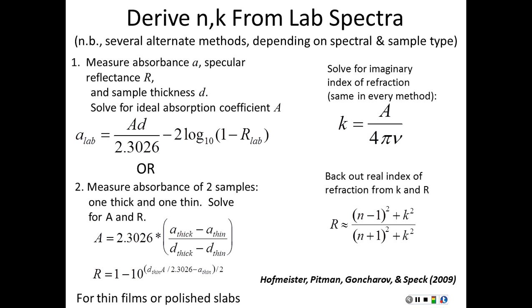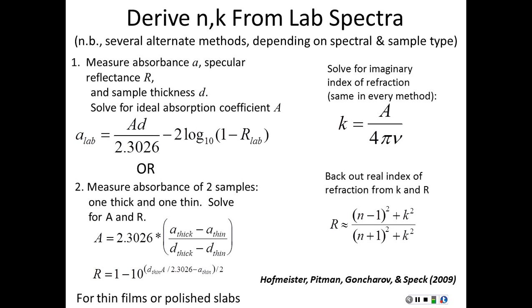You can make them thin enough that you get lots of transmission, and so we can get out numbers that we really trust. And we can do multiple samples because we make a big enough sample to do it with. And then we can get K, which is the imaginary index of refraction. This is fairly simply calculated. This is just frequency, and this is A, the ideal absorption coefficient. And if you've got R and you've got K, you can get the real part.